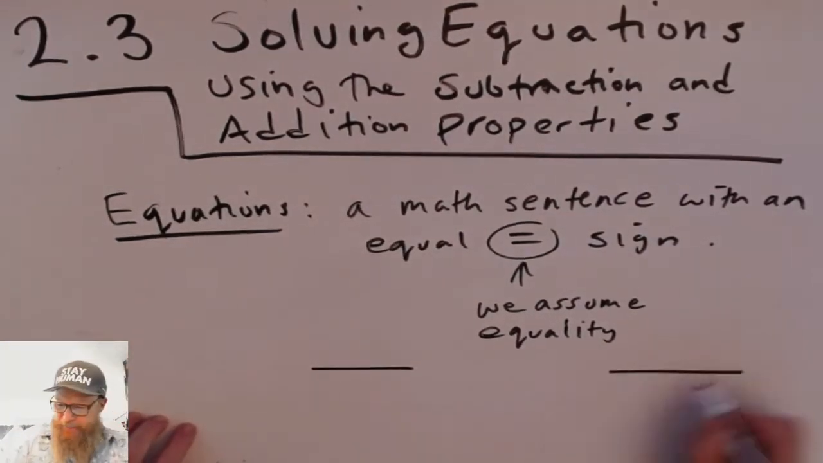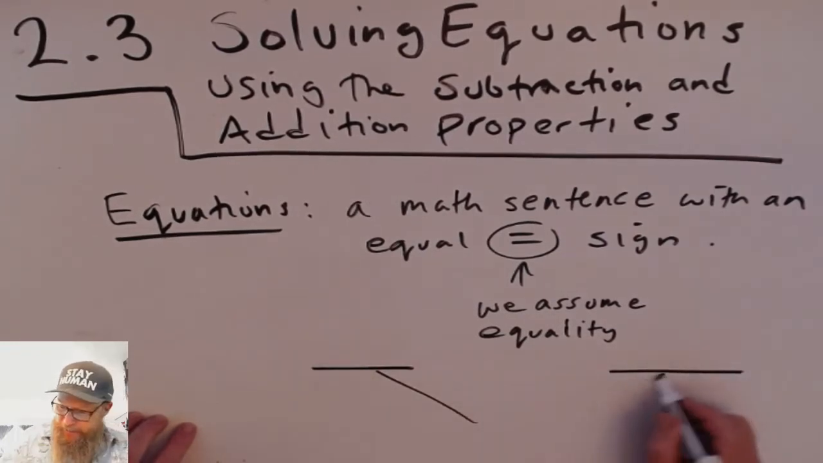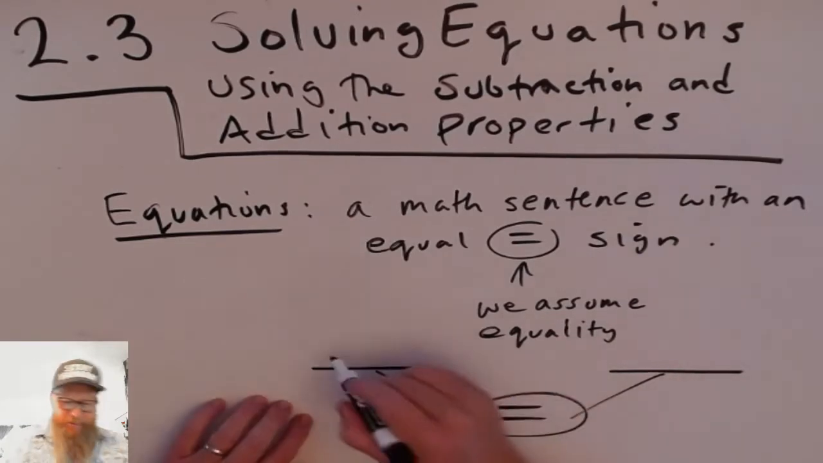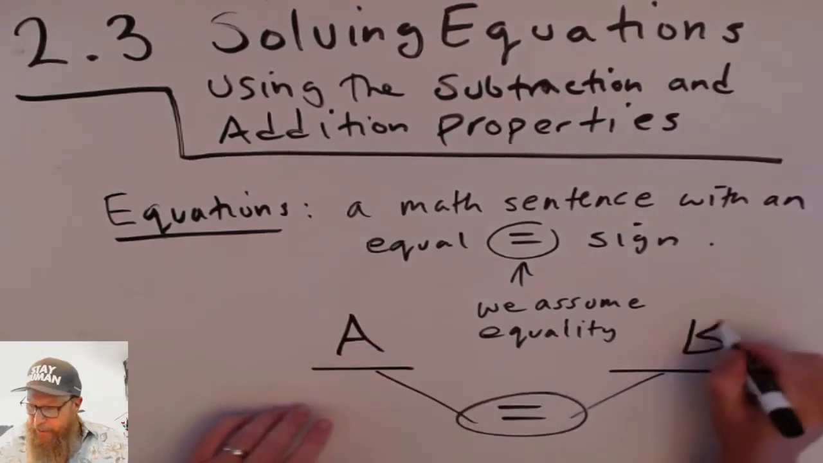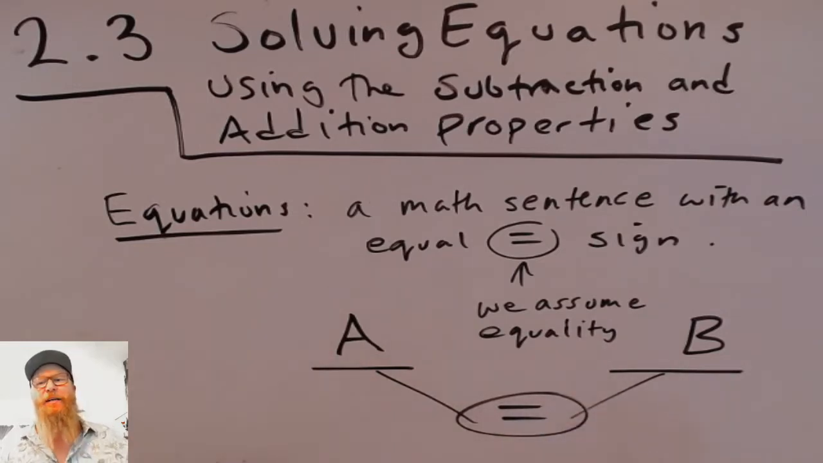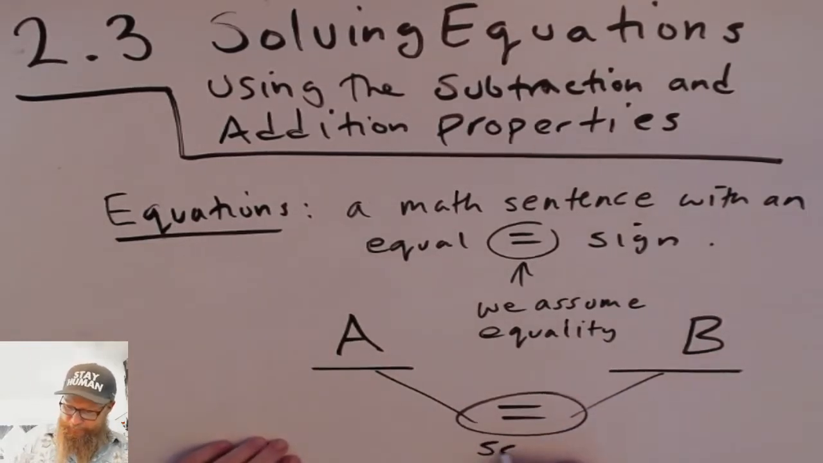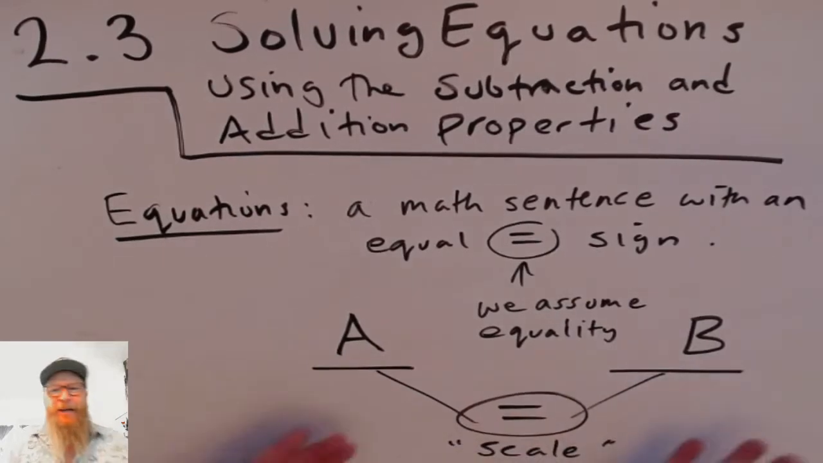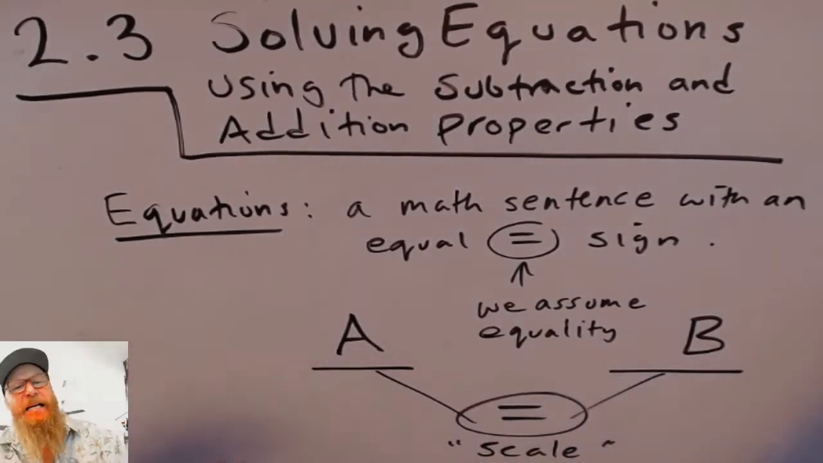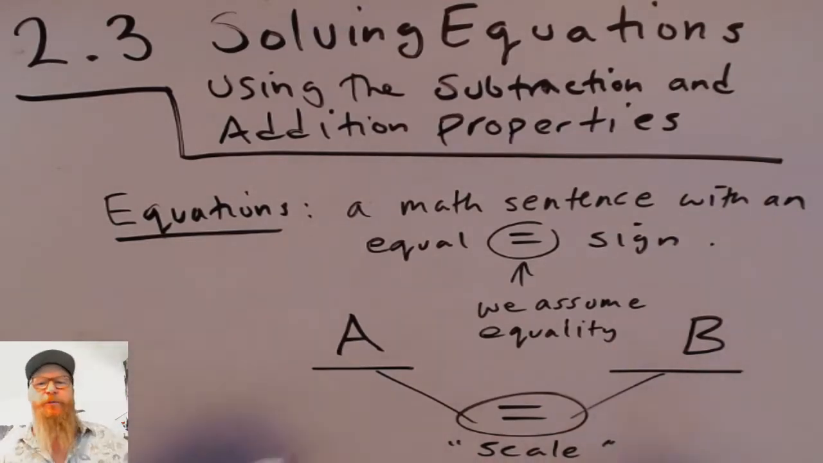Equality is sometimes represented as some scales, something like that. So you have A is equal to B, and we assume that these are actually equal to each other, like scales. In other words, they have the same value, the same weight, the same meaning. They are equal to each other.